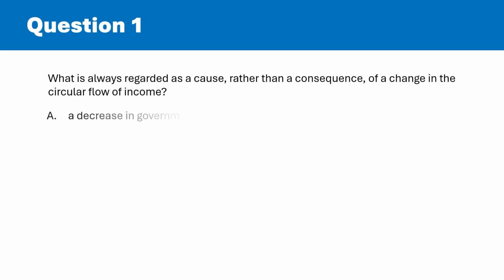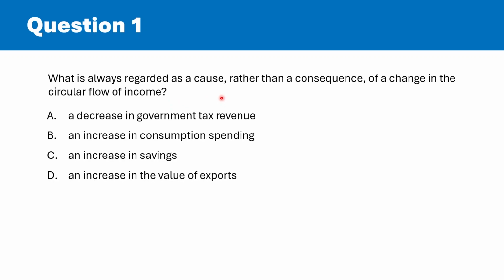Let's read question 1 carefully. What is always regarded as a cause rather than a consequence of a change in the circular flow of income? And these are the options given to us. Now we are looking for something that is a cause, not a consequence of changes in the circular flow. Remember, injections cause changes while consumption, savings, and taxes usually depend on income.